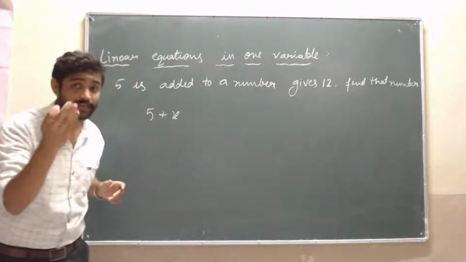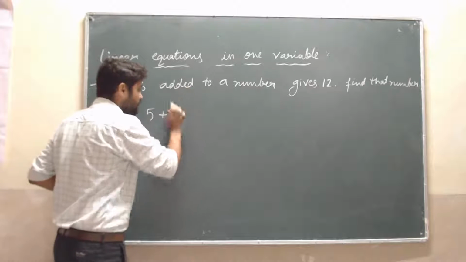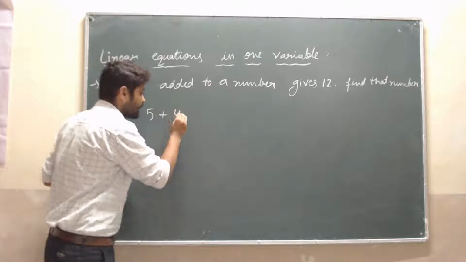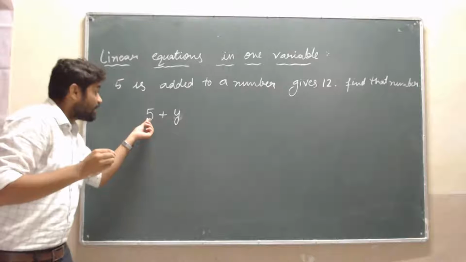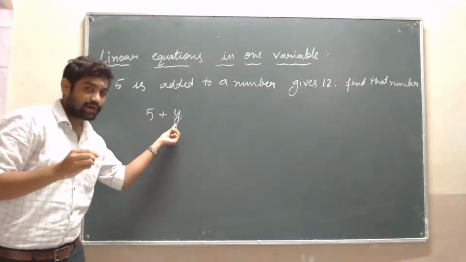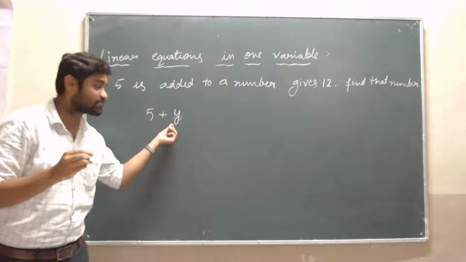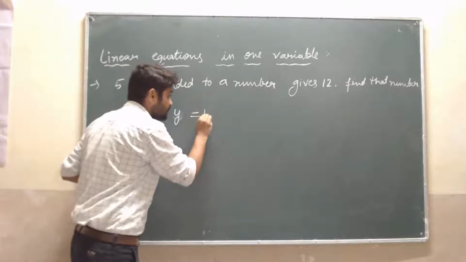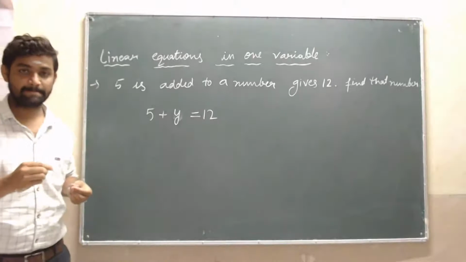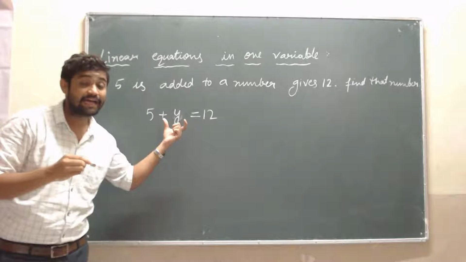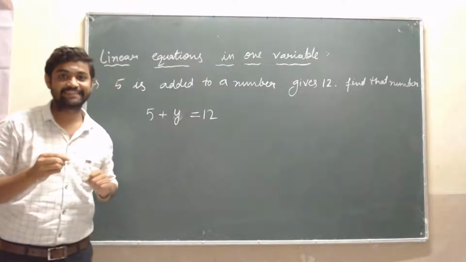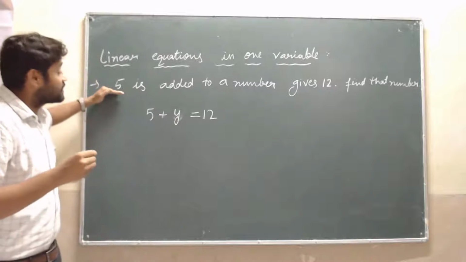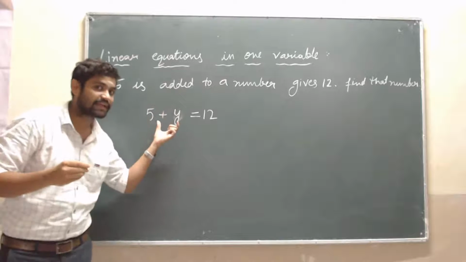Whatever letter it may be, I will explain it. 5 is added to a number. We don't know which number it is. That's why we denote it by a letter, and which gives 12. This becomes our equation. See, the long question is converted into short form and is easy.